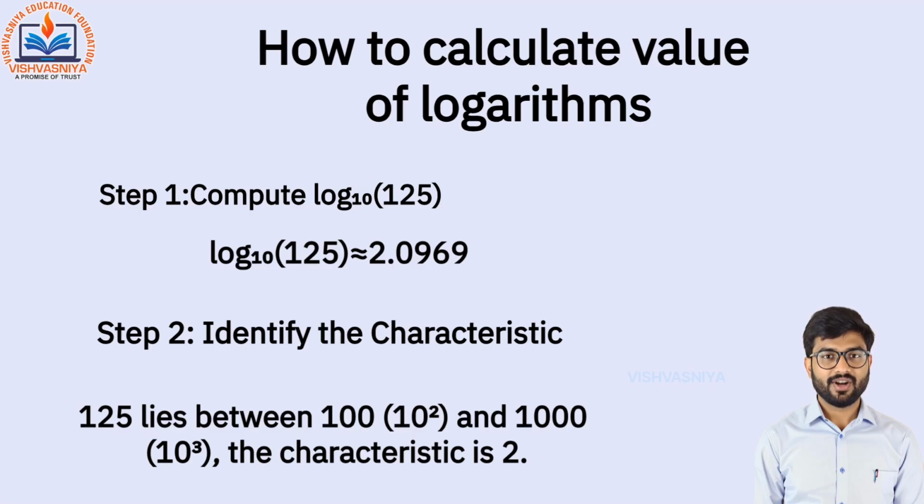To calculate the common log base 10 of 125 and determine its characteristic and mantissa, follow these steps. Log base 10 of 125 is approximately 2.0969. Identify the characteristic. The characteristic is the integer part of the logarithm. Since 125 lies between 100, 10 to the power 2, and 1000, 10 to the power 3, the characteristic is 2.